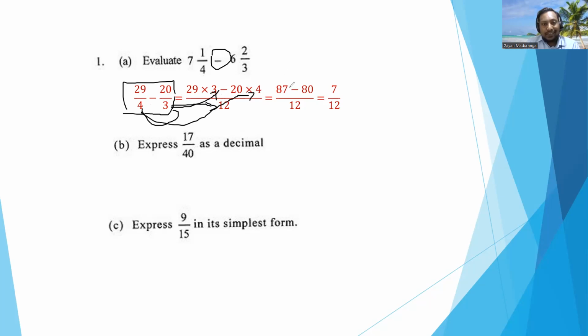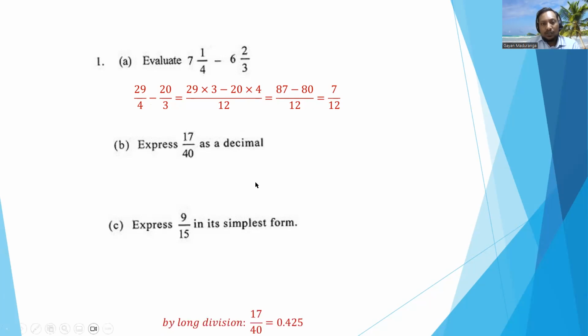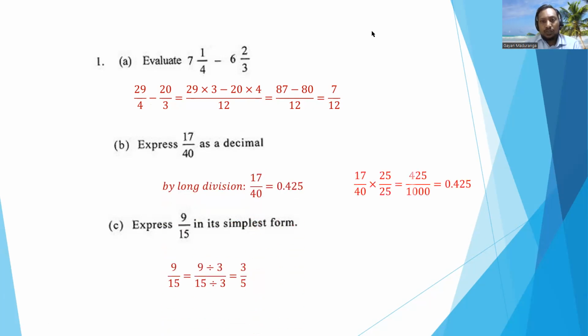So you will get 87 minus 80. Eventually, answer is 17/12. And next one, express 17/40 as a decimal. So I will tell you two different methods to do this question. So one is simply you can apply the simple long division, right? So you will get 0.425.